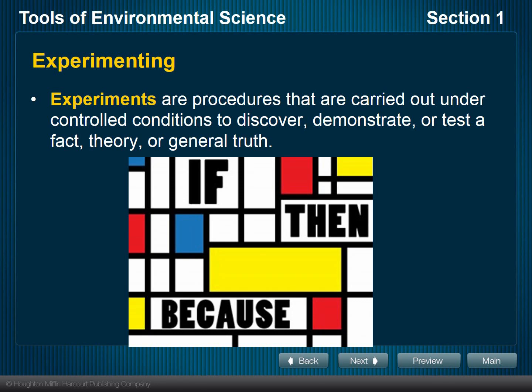Experiments are procedures that are carried out under controlled conditions to discover, demonstrate, or test a fact, theory, or general truth. An experiment is performed when questions that arise from an observation cannot be answered with additional observations.